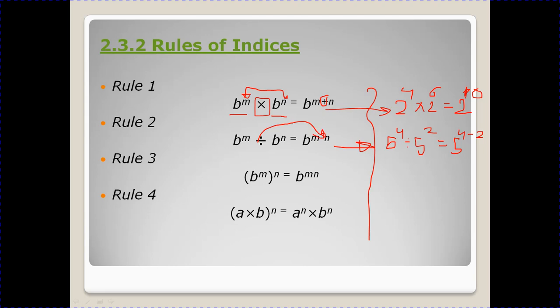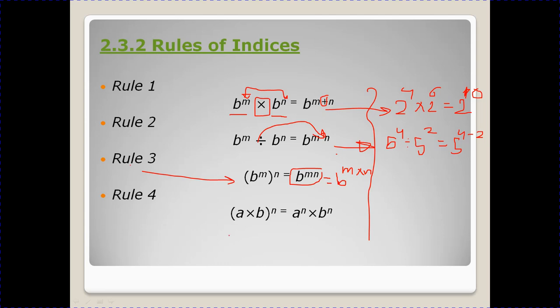Now, what if I have rule number 3? This is rule number 3: p to the power m, all to the power n. This is power to the power. Now, in case of power to the power, it becomes multiplication. You can write it as p to the power m times n. So power to the power, it is multiplication.